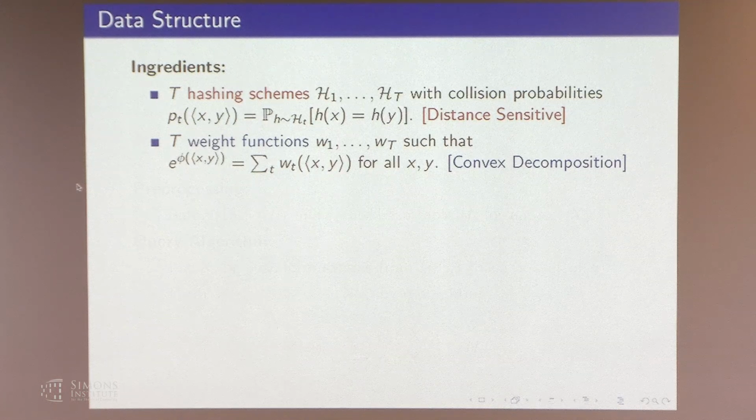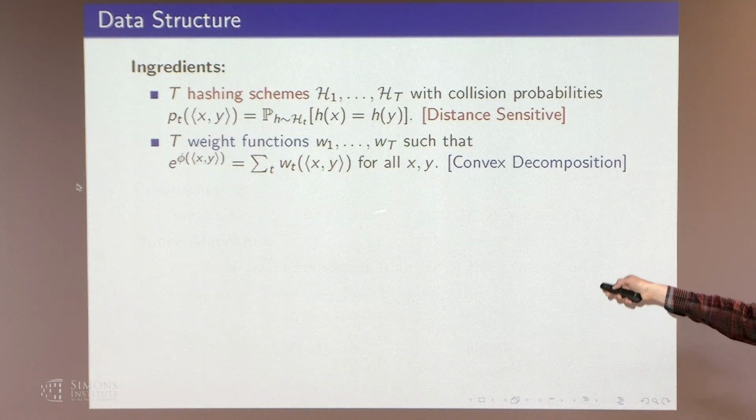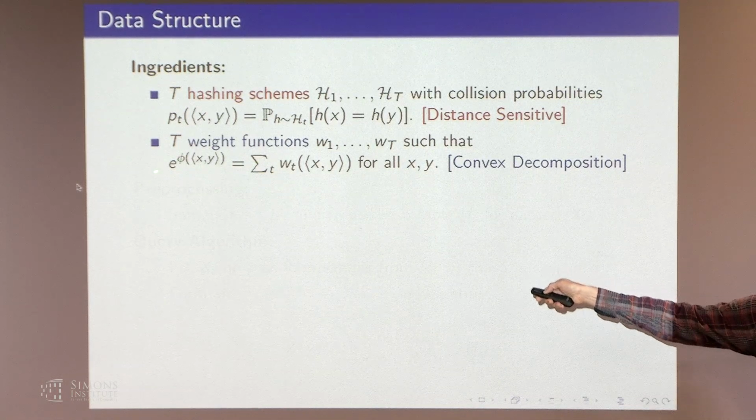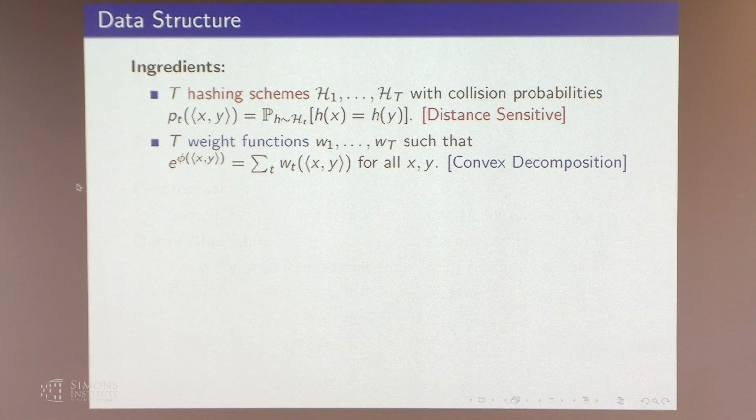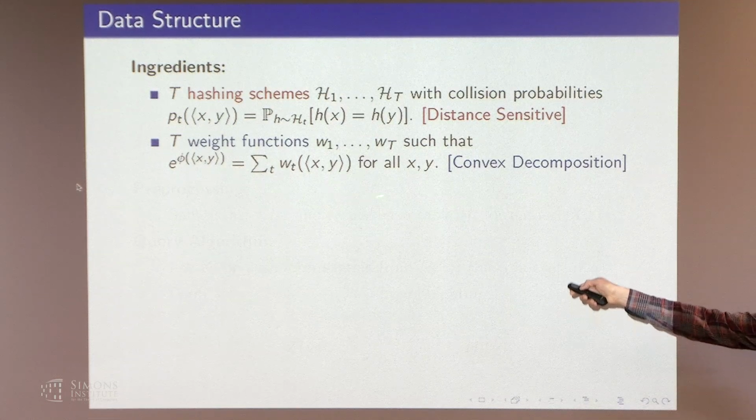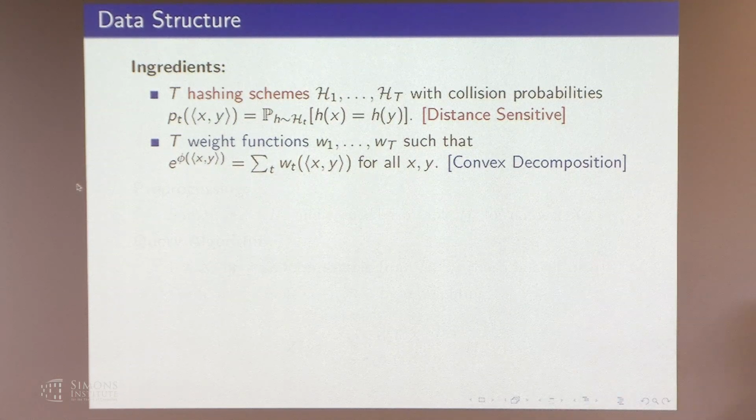Now, we actually want to compute this function, which is e to the power of some phi times the inner product. We're going to take this quantity and we're going to break it up over our t hash functions. And the tth hash function is going to be responsible for this one piece. This is the quantity that we want to sum over the data set. We're going to break this up over our t hash functions, and the tth hash function is going to be responsible to sum up this quantity over the entire data set. That's what we're going to do.